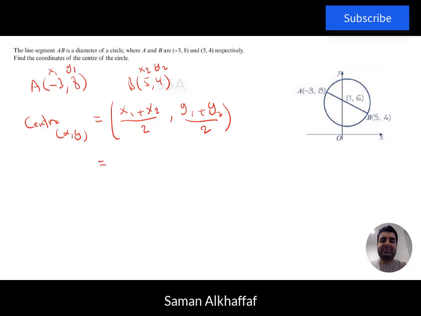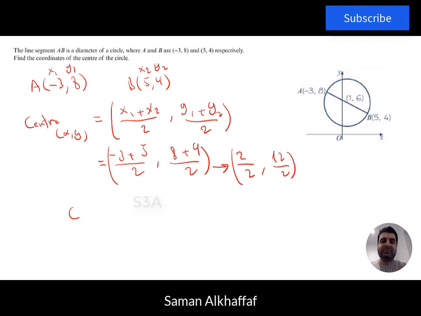So in this scenario, we would have -3 plus 5 over 2, and we have 8 plus 4 over 2. So that would give us 2 over 2, and also 12 over 2. So in this scenario, the center coordinates (x, y) will be (1, 6). And this will be our answer for this question.